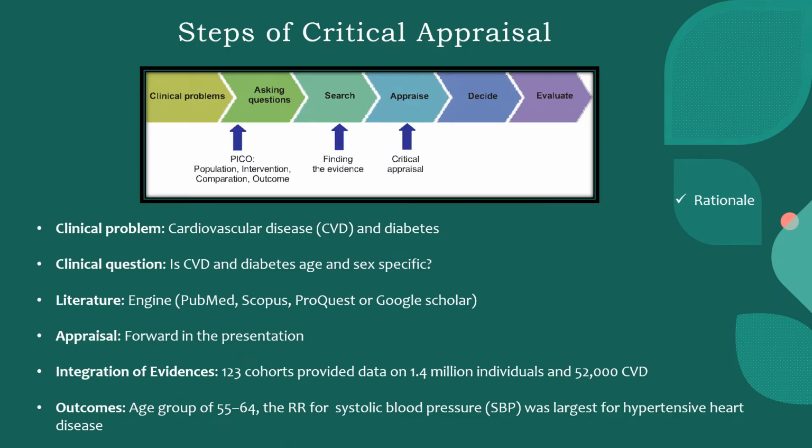Next, talking about the steps of critical appraisal. The first step is clinical problems, looking for clinical problems. The next comes asking a clinical question. In this case, the paper which I have used, the clinical problem is cardiovascular disease and diabetes. The clinical question is: are cardiovascular disease and diabetes age and sex specific?